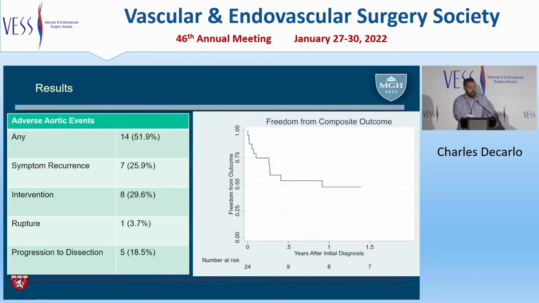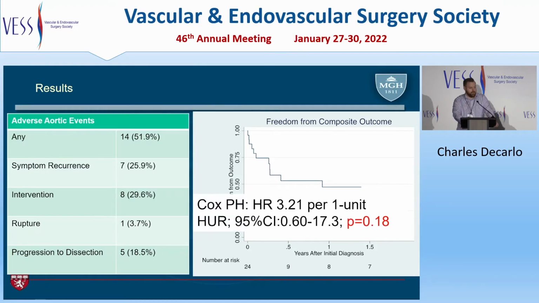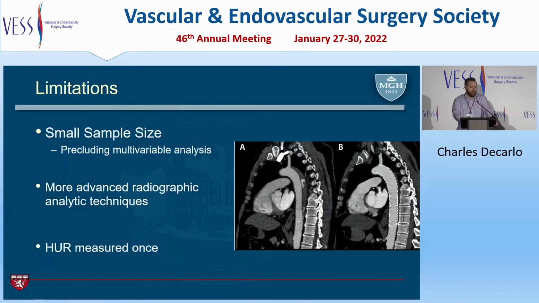52% of patients had an adverse event, including 7 with symptom recurrence, 8 who underwent intervention, 1 who suffered rupture, and 5 that progressed to dissection. 8 patients had spontaneous resolution of the IMH. There was a trend towards increasing Hounsfield unit ratio being associated with increasing hazard of adverse aortic events. However, this did not reach statistical significance.